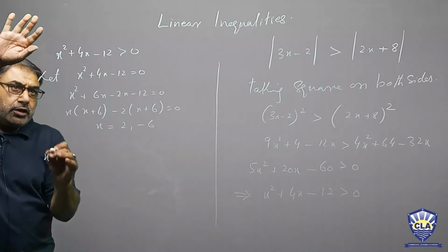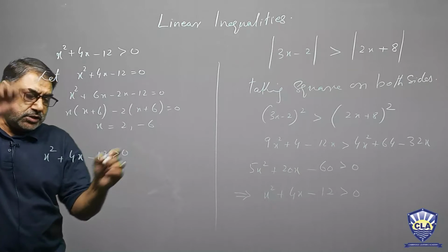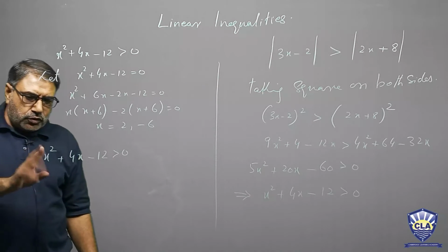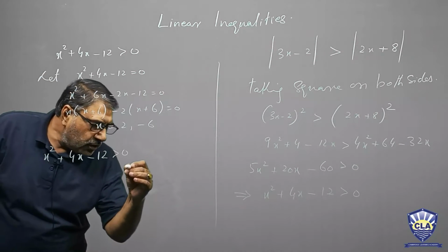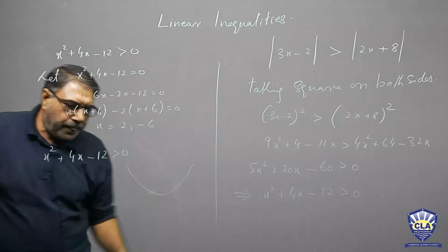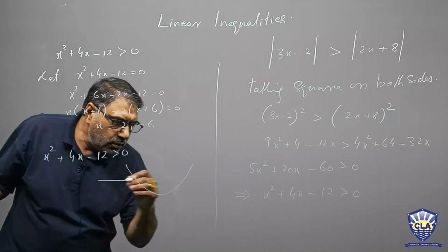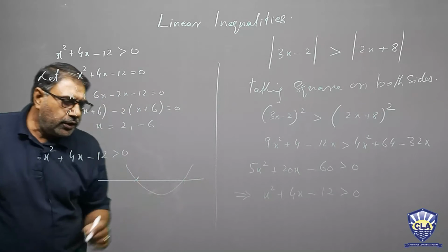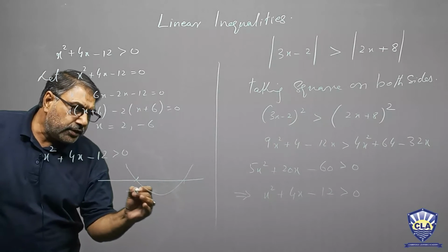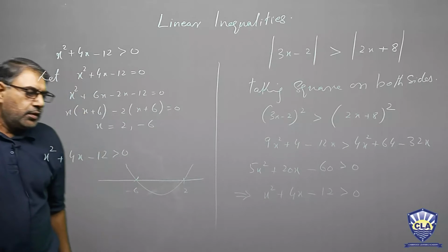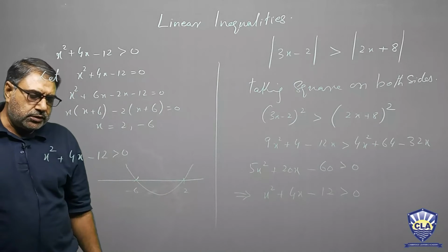Now when we want to solve a quadratic inequality, first of all look at the sign of x². If it is positive, we have a smiley face, and you get these two values. Write down these two values. They are the points of intersection of the curve and the x-axis. These are the two x-coordinates, −6 and 2, where the curve cuts the x-axis.